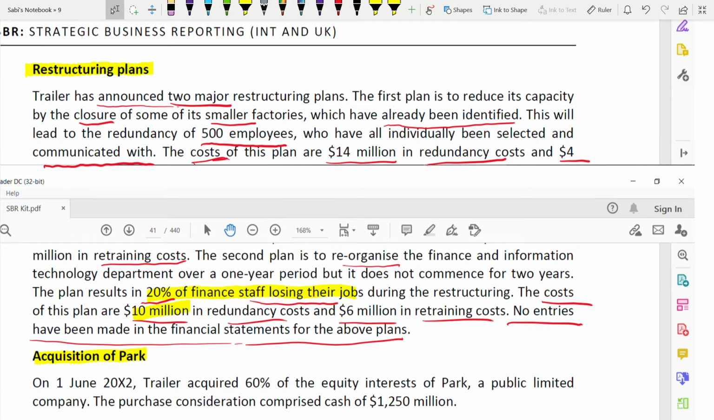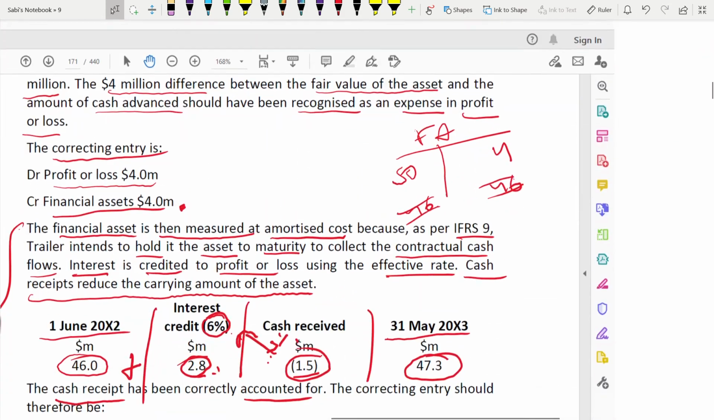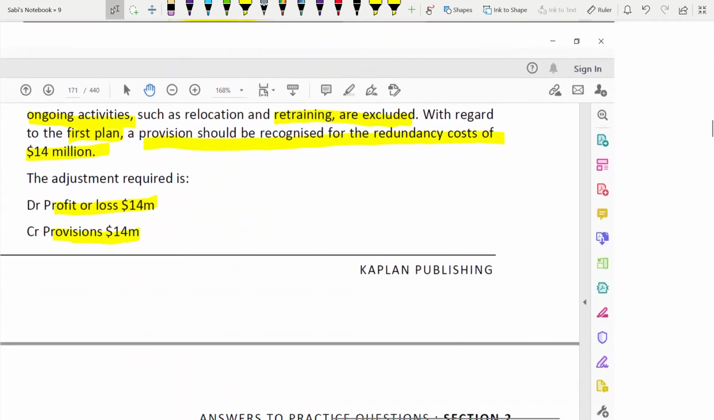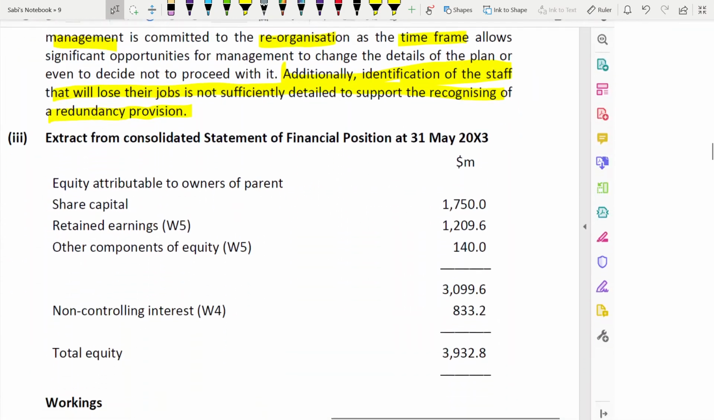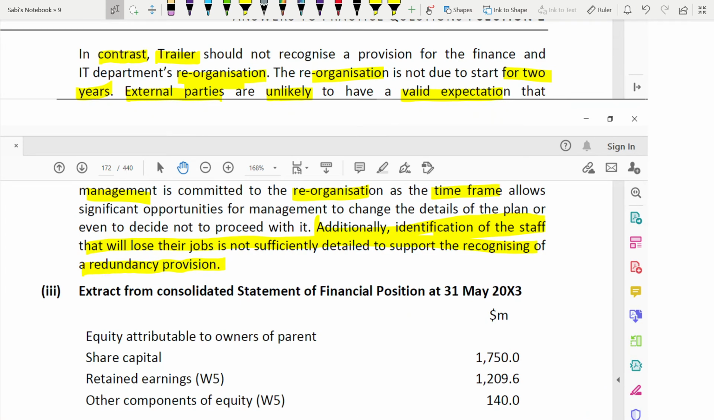Why? Some of you might answer, because previously I have told you that staff are redundant. It's clear that they are redundant, but why are we not recognizing it? So here what they have told, additionally, identification of the staff that will lose their job is not sufficiently detailed to support the recognizing of redundancy provision. Yes, staff are losing jobs, but it is not detailed enough to support that. Because staff are leaving, it has been identified, therefore recognizing it as a redundancy provision is not enough.